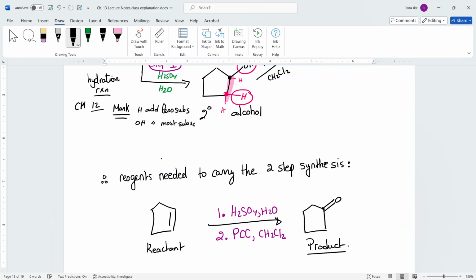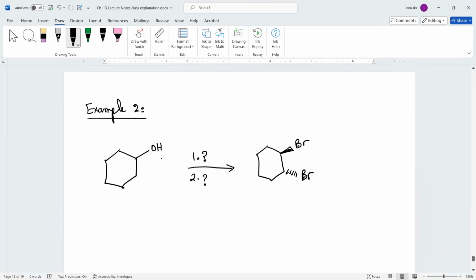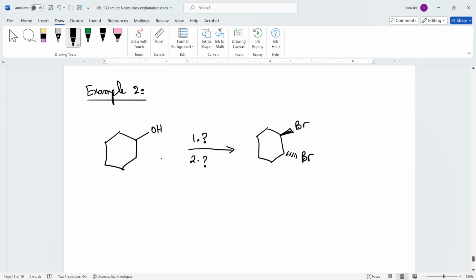With synthesis, normally you are going to use the reactions that you already know in order to do multiple steps to go from reactants to products. Let's have another example in here. Okay. Now, in this other example, I am starting with a secondary alcohol. So this is a secondary alcohol. And I am getting a product in there. So this is going to be my reactant.